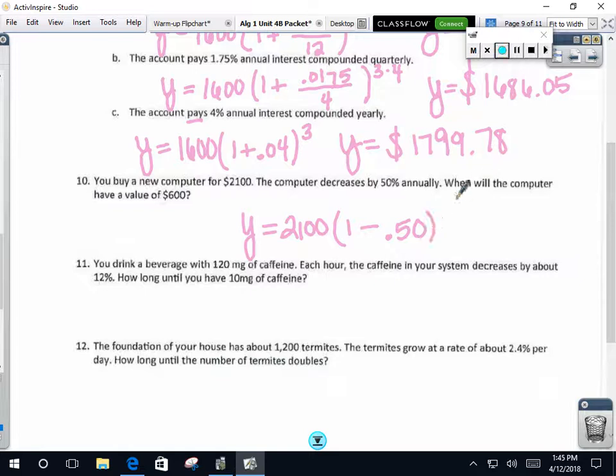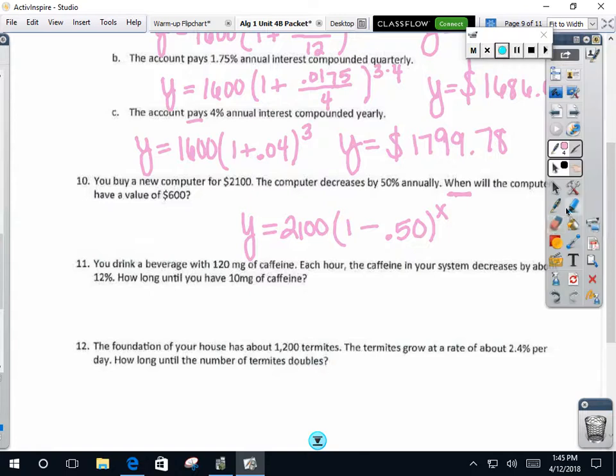But look at what the question is. When, which means we have no idea what to plug in for x, because x is time, and we don't know when. So we graph it and look for what? Well, right, you look for 600 in the y place. So go to your calculator and go to y equals and type that in.